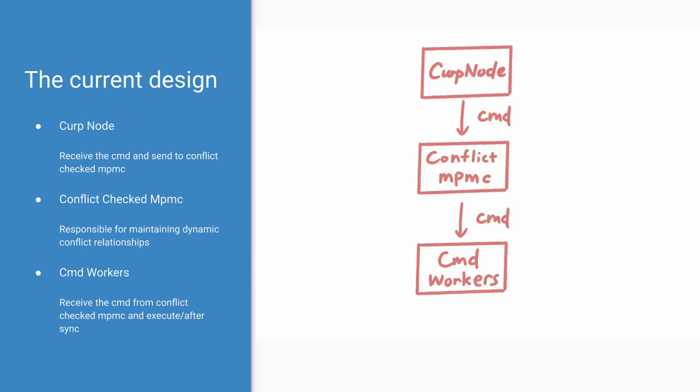channel. And this channel is responsible for maintaining dynamic conflict relationships. For instance, if you send two commands to the channel and they do not commute, they will go out of the channel in the sending order. However, if the two commands do commute with each other, they can go out in any order. So once the commands leave the channel, they are sent to the command workers. These workers are responsible for executing the commands and persisting the results to the state machine.